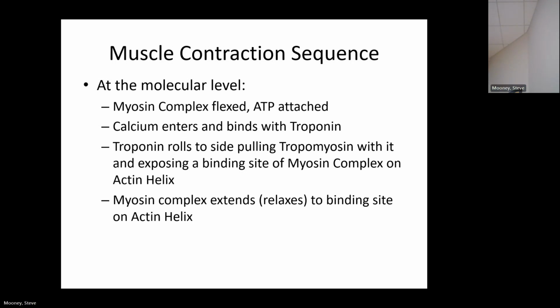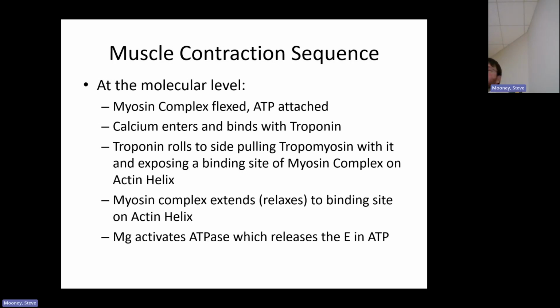So, myosin complex extends to a binding site. We go from a flexed state to an extended state. It's going to reach forward to get a binding site. You can think about it, your hands climbing a ladder. Pretty easy to reach up to the next rung. The energy comes when I pull things forward. So it's going to reach up to that binding site, bind.